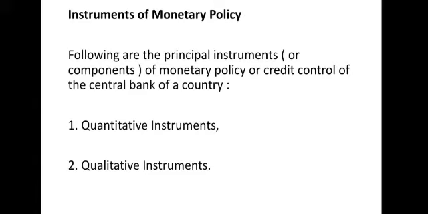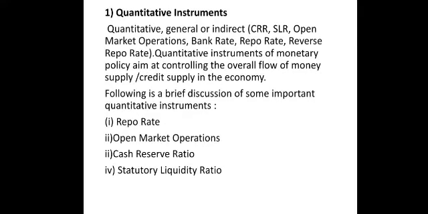Instruments of monetary policy. Following are the principal instruments or components of monetary policy or credit control of the Central Bank of a country. Number 1, quantitative instrument and qualitative instrument. Quantitative instrument: quantitative, general or indirect: cash reserve ratio, statutory liquidity ratio. Repo rate. Repo rate, also called policy rate or bank rate policy, is the rate of interest at which the Central Bank, Reserve Bank of India in India, offers short period loans to commercial banks.